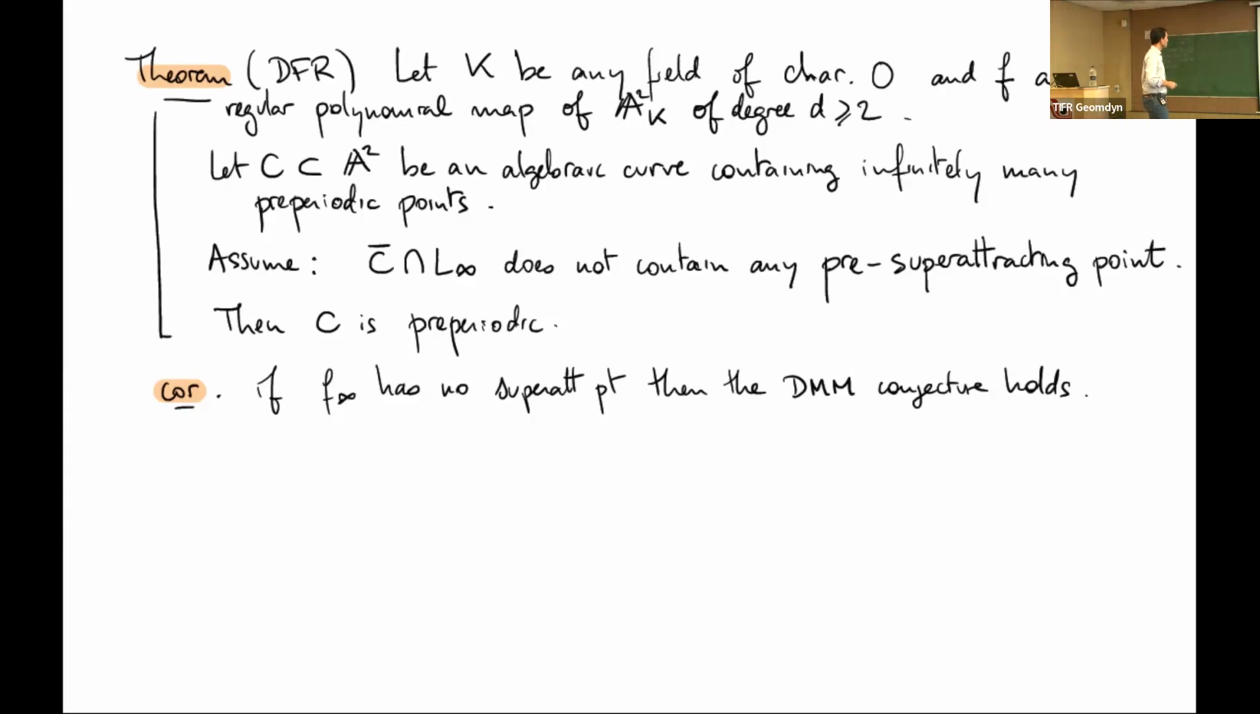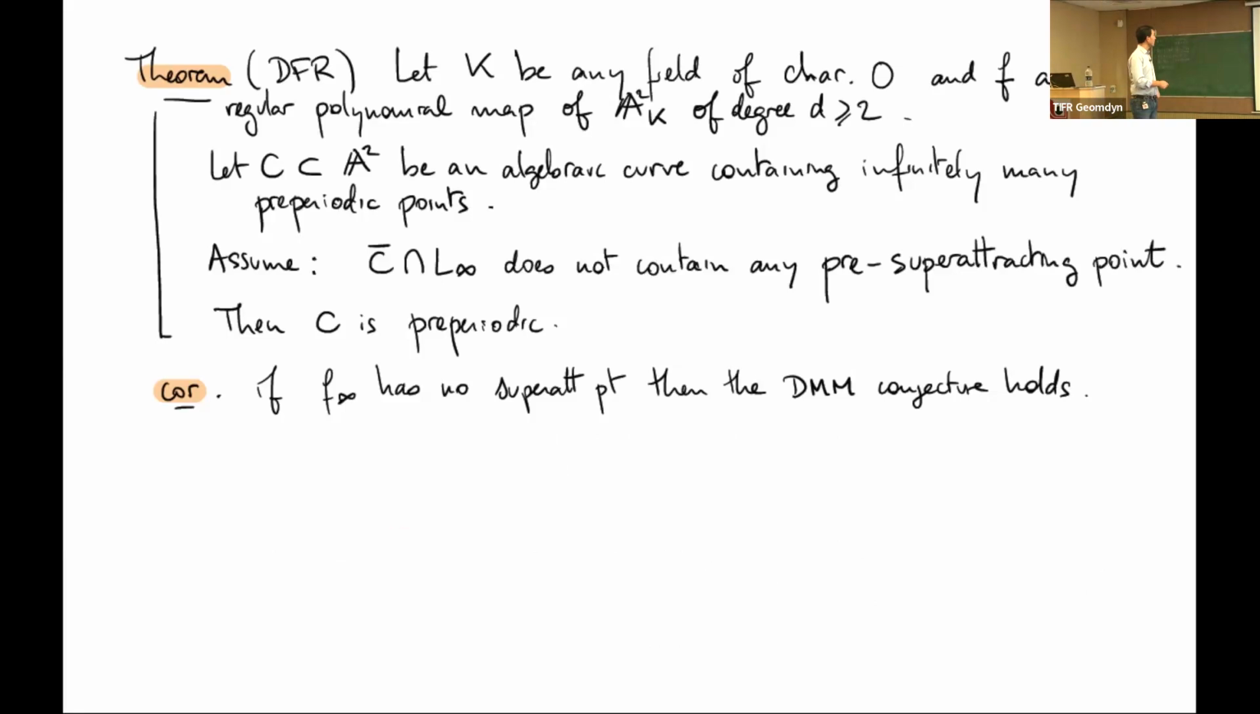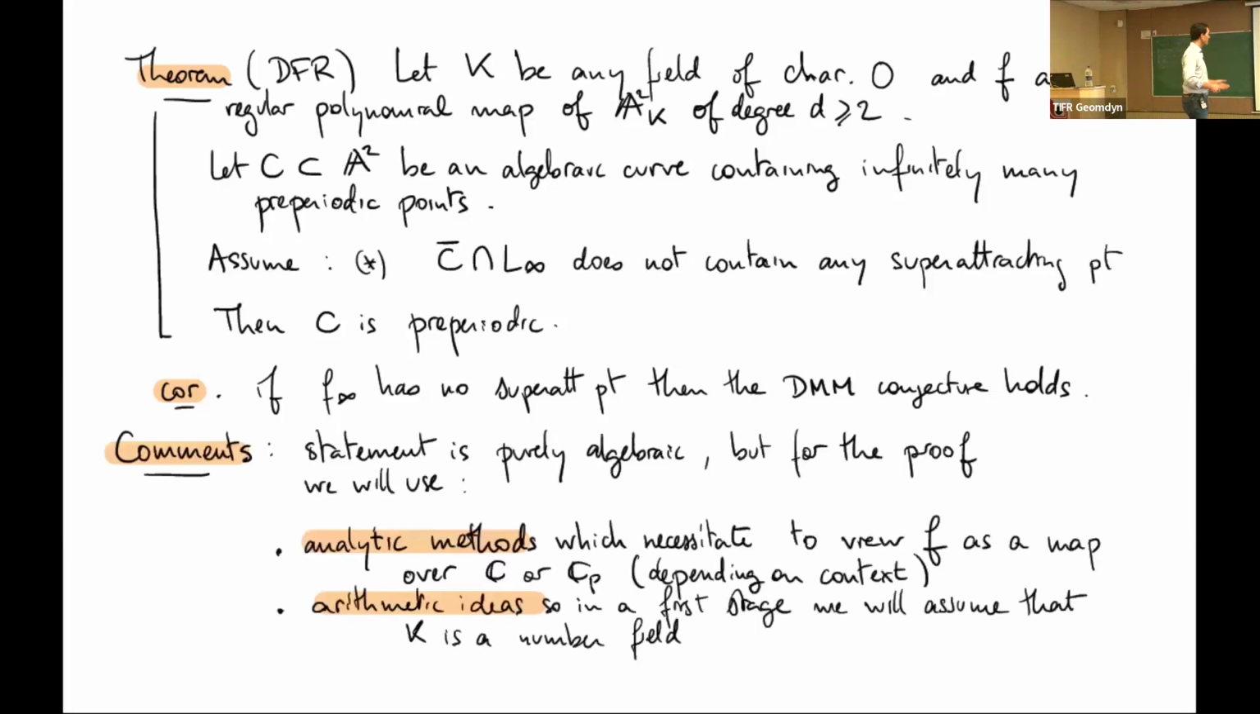Okay. So small comments, same kind of comments I already made earlier. So the statement is purely algebraic. If your field is just the rational numbers, everything is about equations over the rational numbers. But we will use analytic methods. So we will use the complex plane and also the p-adic numbers, and also we will need arithmetic ideas. So there is some arithmetic in the proof. There were already arithmetic ideas in the proof of the previous one, because you see these Galois conjugates and these algebraic equations. This is arithmetic geometry.